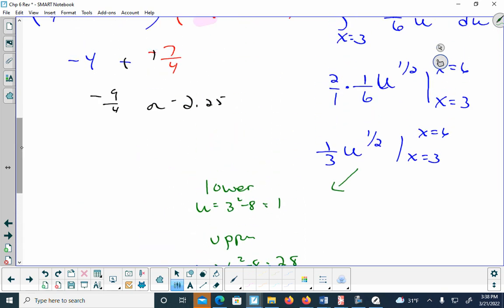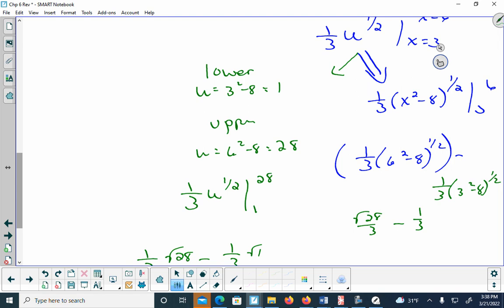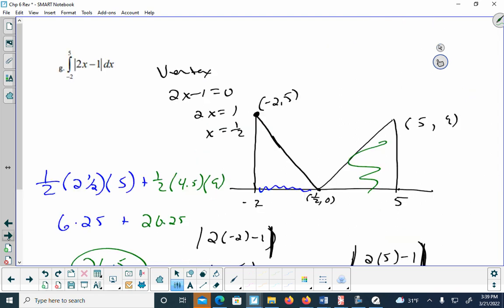If I chose not to leave it as u and decided to leave it in terms of x, then this is 1/3 times u, which is equal to x squared minus 8, from 3 to 6. So now I'm going to take 1/3 times 6 squared minus 8 raised to 1/2, minus, substituting in the 3, 1/3 times 3 squared minus 8. So this ends up being the square root of 28 over 3 minus 1/3, and I'm going to end up with 1.43. So either way you do it, you get the same. Sorry, I skipped that one.